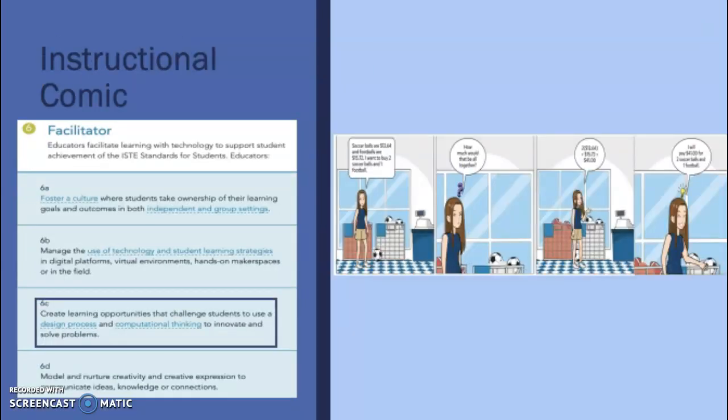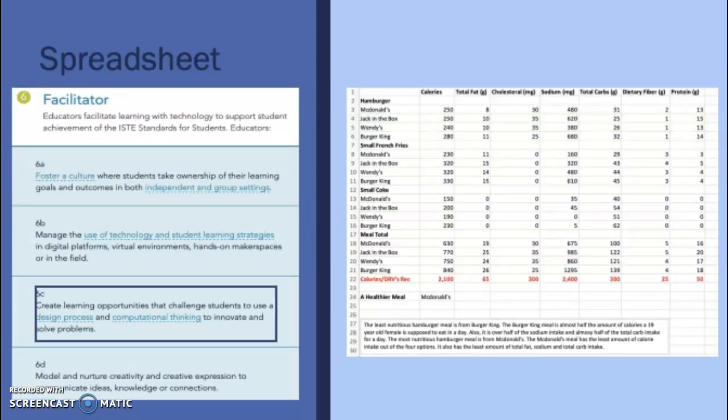Fictional comics fall under substandard C also. They're a good, innovative way for students to solve problems and use what they have learned to create the comics, and their students design their own, which can be challenging. Spreadsheets also fall under substandard C. Students have to use their thinking to create spreadsheets, which is an opportunity for them to use something that maybe they haven't used before, which could be a challenge for them to be innovative and solve those problems.